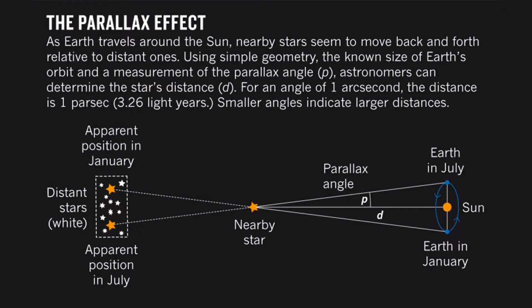For reference, a parallax angle of 1 arcsecond corresponds to a distance of 3 1/4 light years. And this is now abbreviated, parallax of 1 arcsecond, to parsec. So 1 parsec, the distance of a star whose parallax angle is 1 arcsecond, 3 1/4 light years, is a foundational unit in astronomy. Smaller angles will indicate larger distances.